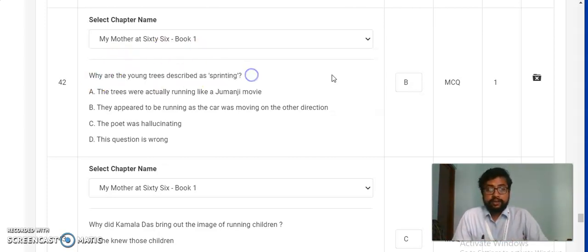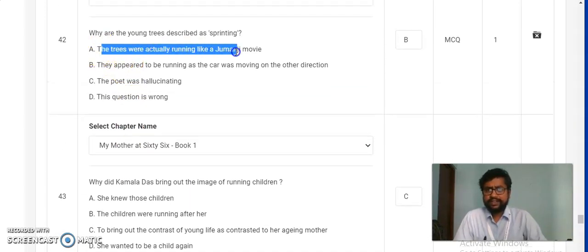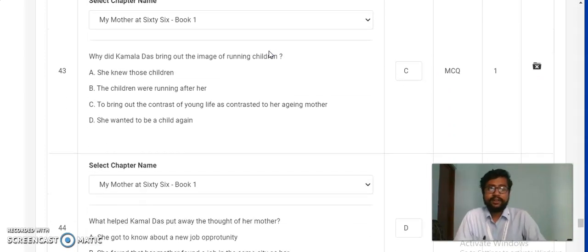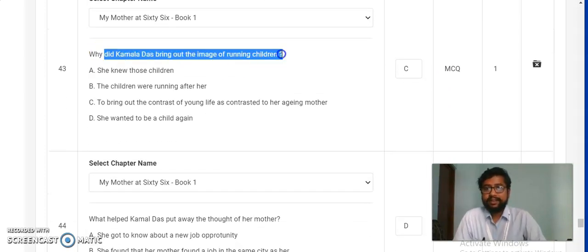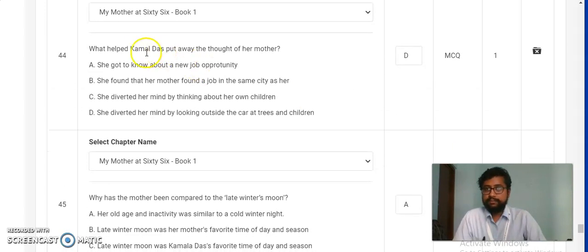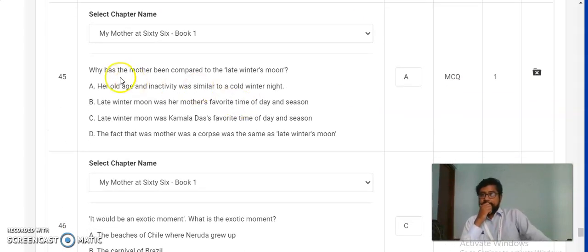What are the young trees? Option B. Whoops. What option is this? The trees were actually running like a Jumanji movie. Have you seen the Jumanji movie? I really enjoyed it. Why did Kamala Das bring out the image? Option C. Kamala Das put her thought of a mother. Option D. Yeah. Next question. Option A is the correct answer.